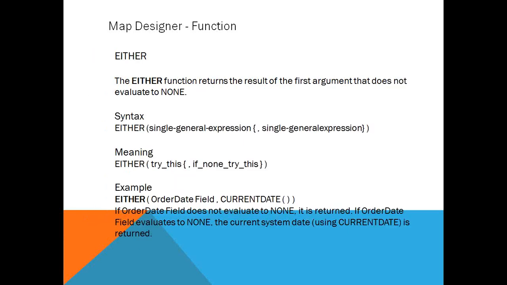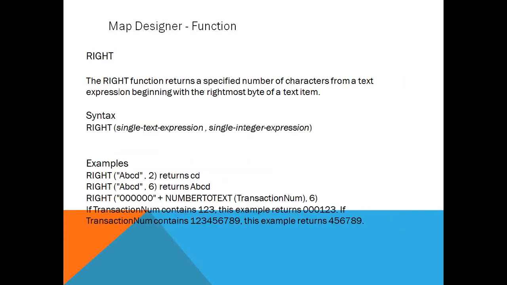So the next function, similar to right, is the left function. The left function is the opposite. The syntax is the same: left of text expression, single integer expression, so that it will return the given number of bytes from the left side. You understood, right? What is the right function? What is the left function? Okay.